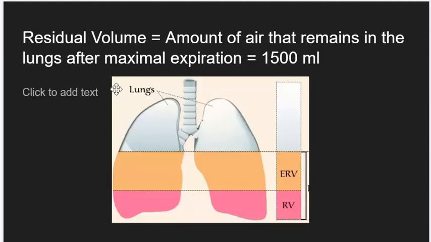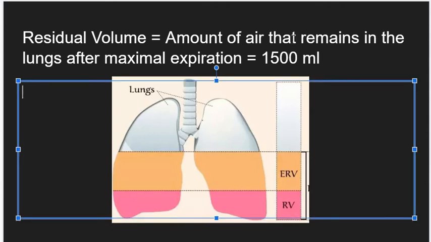Now, what is a residual volume? Residual volume is the amount of air that remains in the lungs after maximal expiration. Maximal expiration के बावजूद भी जो एयर, ये देखिए, ये expiratory reserve volume, this is the residual volume. कितना भी आपने ब्रीथ आउट कर दिया उसके बावजूद भी 1500 ml की एयर हमेशा आपके लंग्स में भरी रहती है. That is called residual volume.